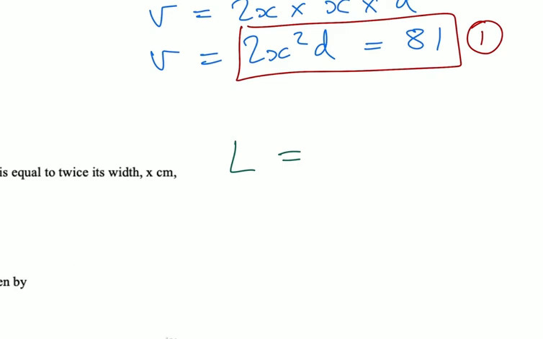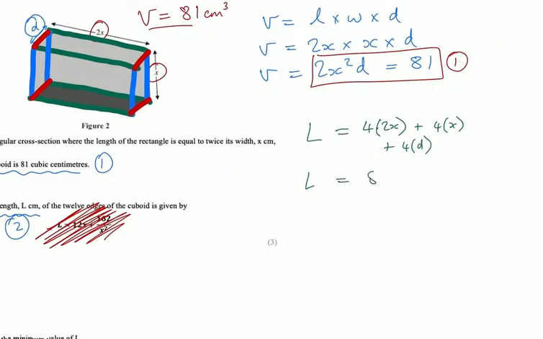So let's put this in a formula. So it's going to be 4 lots of the 2x side plus 4 lots of the x side plus 4 lots of the d side. And now I'm going to simplify that. So I've got 8x plus 4x plus 4d, and L equals 12x plus 4d, and again, I've finished.